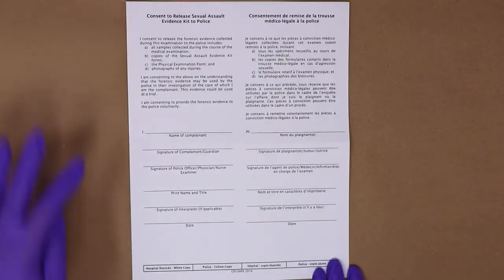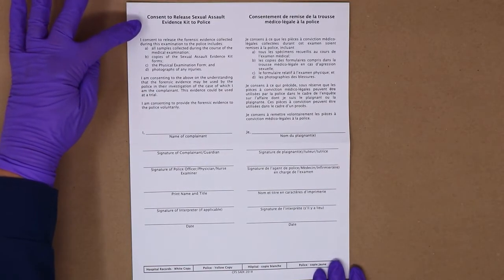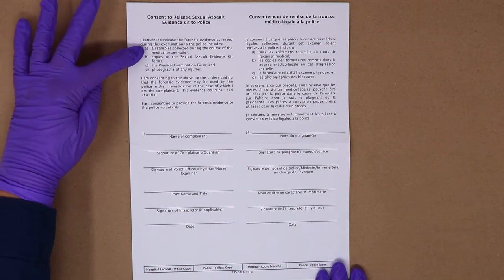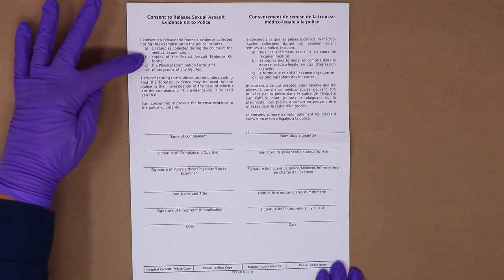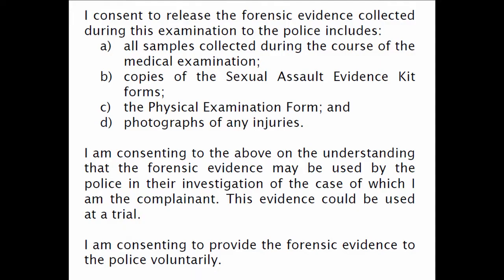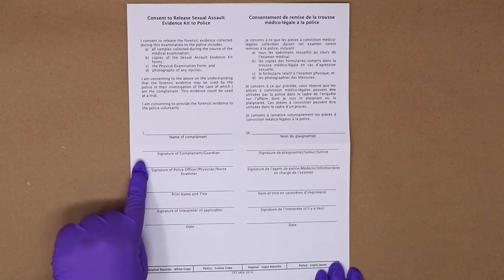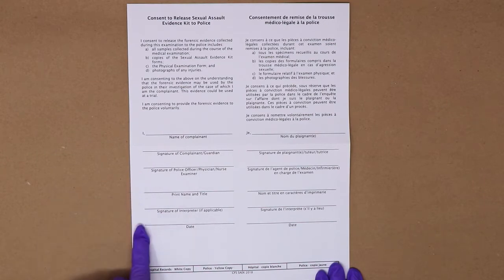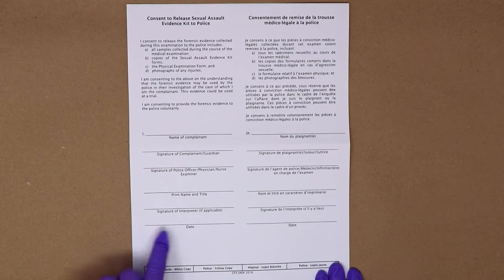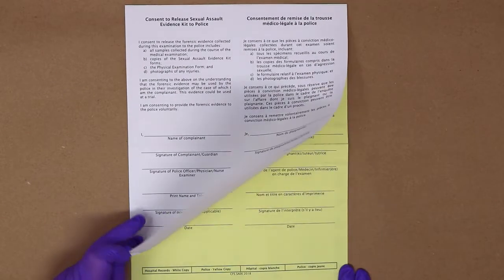The consent to release the sexual assault evidence kit to the police must also be completed if the kit is to be turned over to police. Once again, the statement within this consent form should be read aloud to the patient. They need to understand that they are consenting to the release of this kit to the police and that it may be used at trial. The completion of this consent form can take place after the collection of the kit or at another time if the patient is undecided at this time.